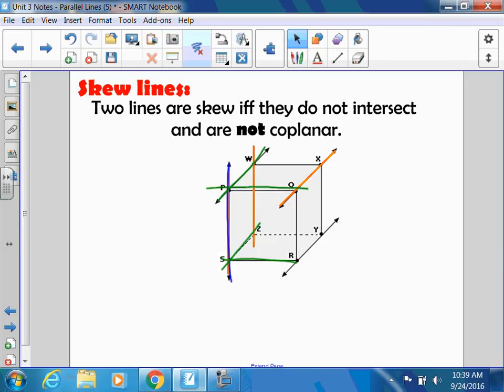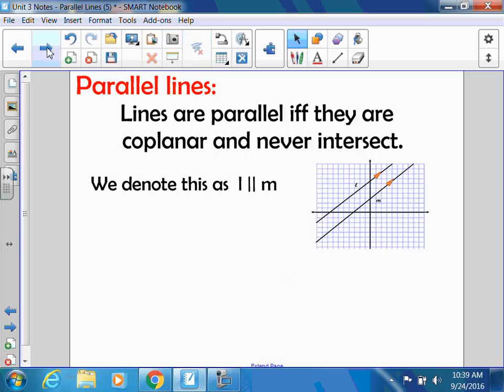So anytime you have a cube and you have all those segments, the relationships among the segments are going to be perpendicular, parallel, or skew. Just keep in mind skew lines will never intersect and they do not share a plane. Parallel lines, we've already talked about those, they never intersect, but they are coplanar. So they do share the same plane.